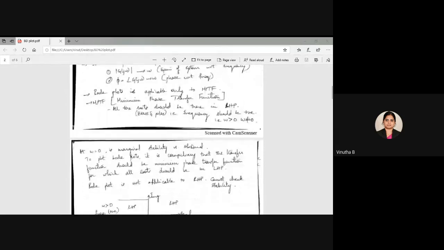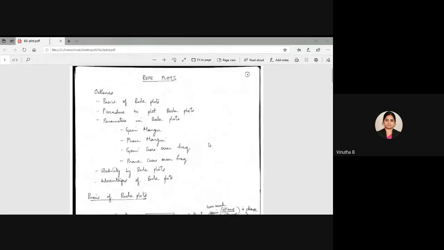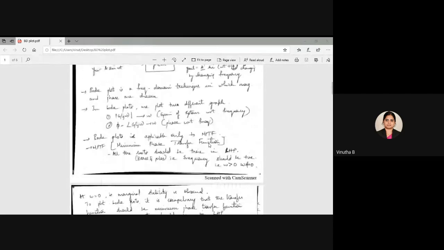So basically, for the Bode plot, we just knew the definition. It is a frequency domain technique, and we have two factors to be considered here. One is the magnitude, and the other one is the phase. So magnitude plot and phase plot. Bode plots, you just have to know that you have to plot two things on a single graph: magnitude followed by phase. Okay, so that you should know.